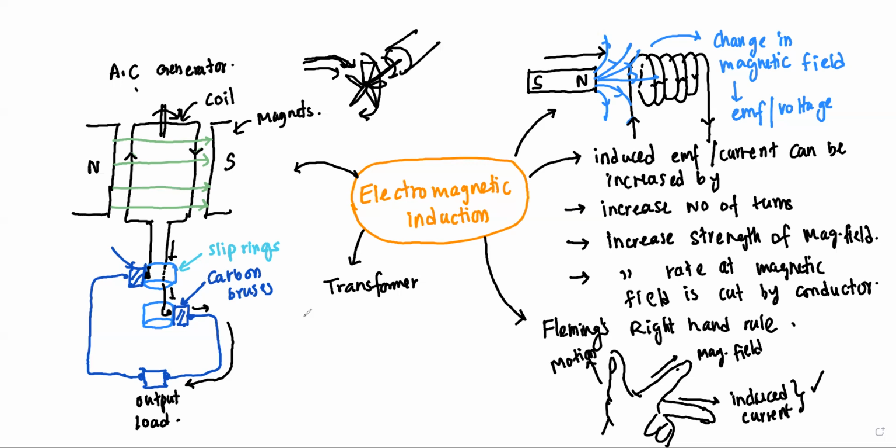In both cases, or any condition, the transformer only operates with alternating current or alternating voltage. If you can't provide an alternating current or voltage, the transformer is unable to function, because of the structure of the transformer. This is a simple structure of a transformer.